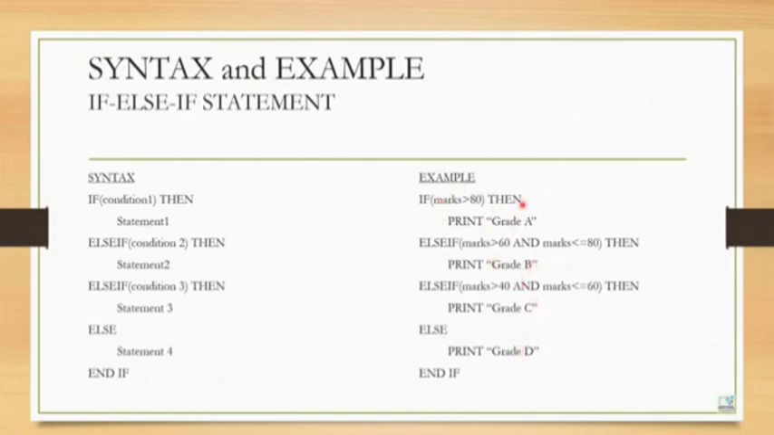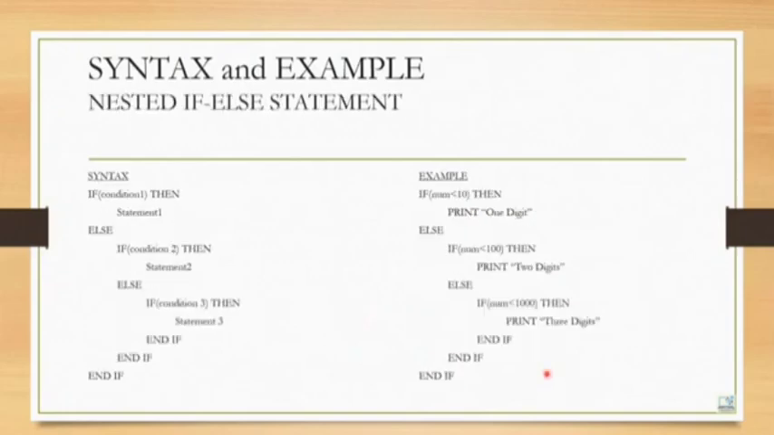Either this one will be true, so it will print grade A, or it will print grade B, or C or D. If all of the conditions are false, then it goes to the else part. Okay. Next is nested if-else statement.